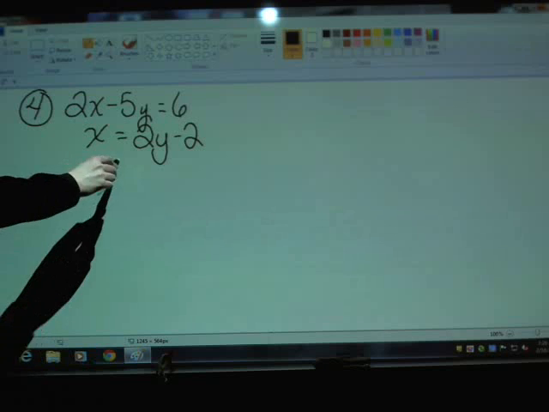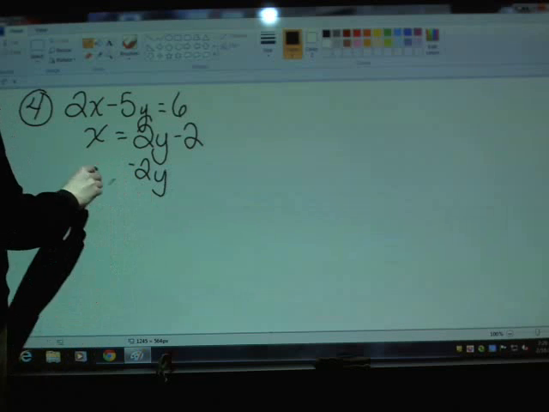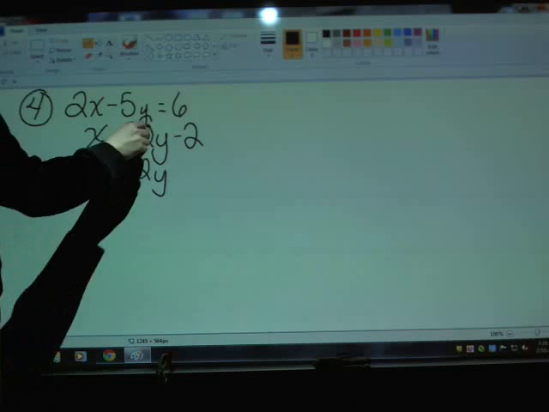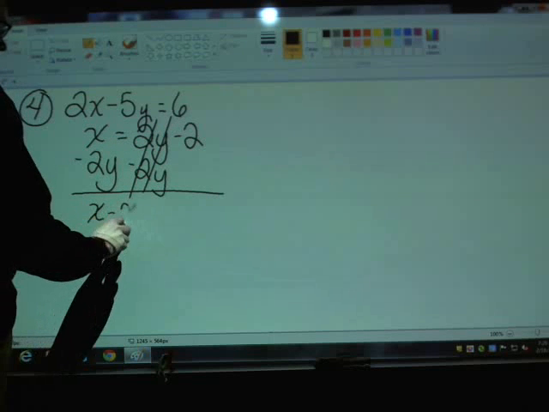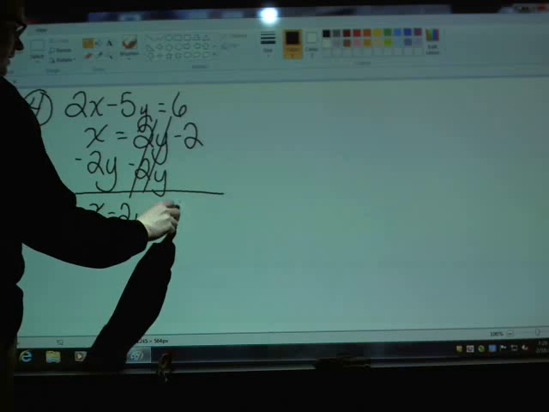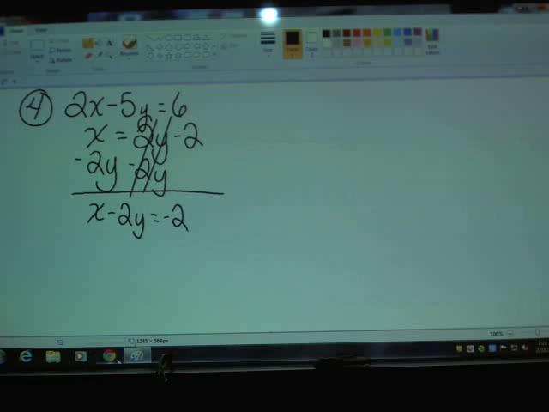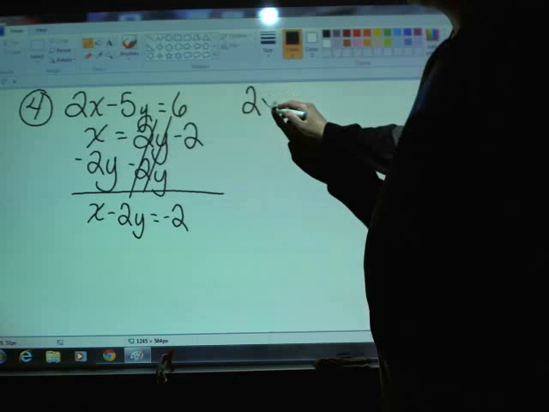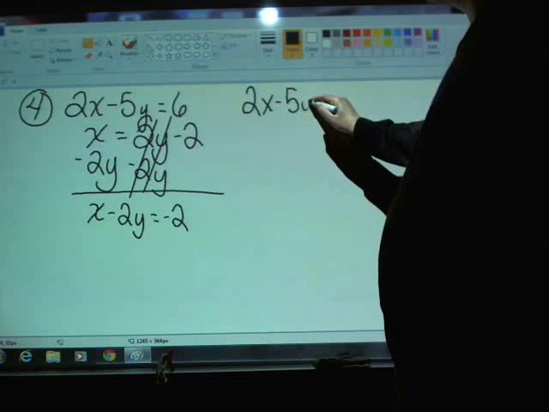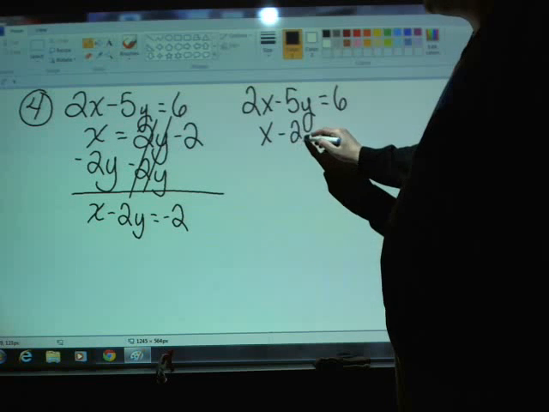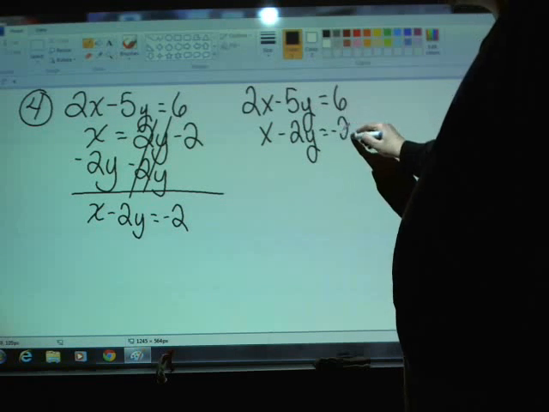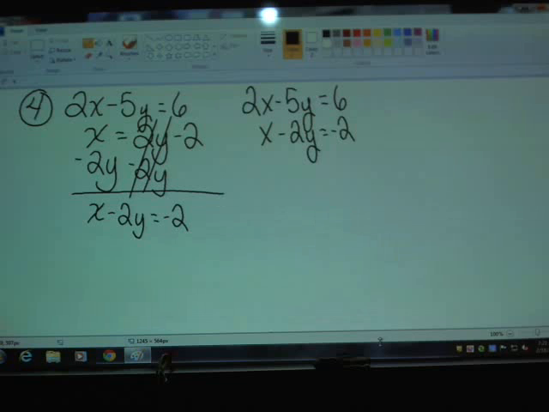So I'm going to knock 2y off both sides. That'll make this go away. My new equation here will say x minus 2y equals negative 2. All right, so let me consolidate here. The top equation, I haven't played with it at all yet. It's just 2x minus 5y equals 6. Bottom equation, x minus 2y equals negative 2. So at least now they're lined up.